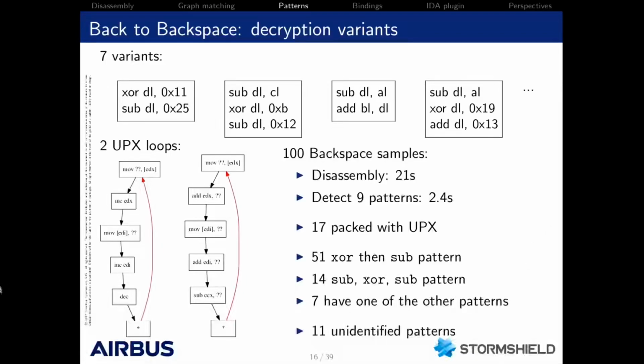On our 100 backspace samples, it took around 20 seconds to disassemble them. Then to do the matching of 9 patterns, it took a little more than 2 seconds. In the end, we see that there are 17 files that are packed with UPX. Half of the samples have the first pattern that we looked at, and the other patterns are used sometimes. In the end, there were still 11 binaries that we did not identify correctly.